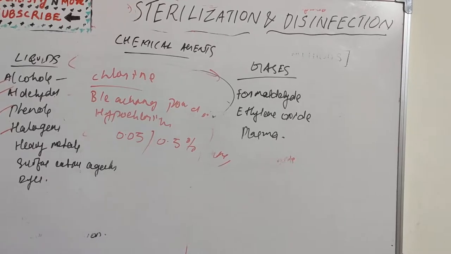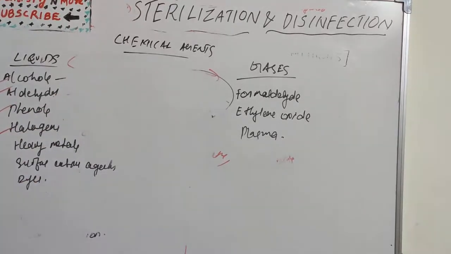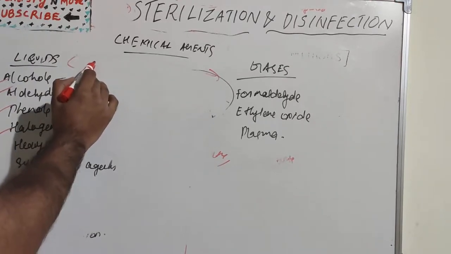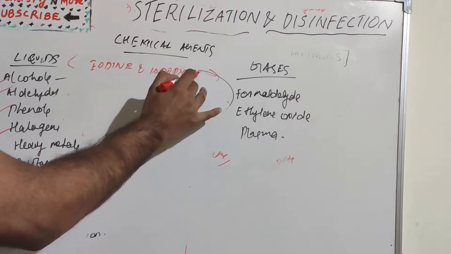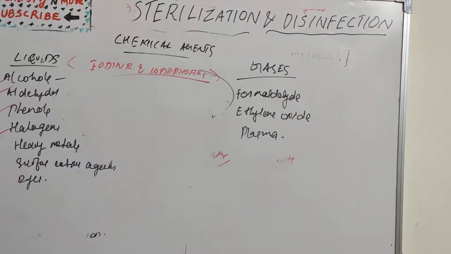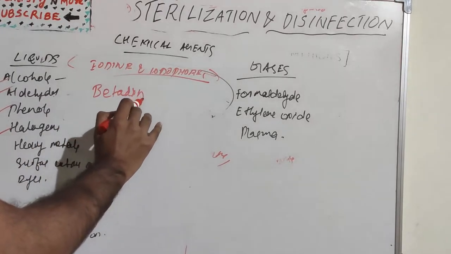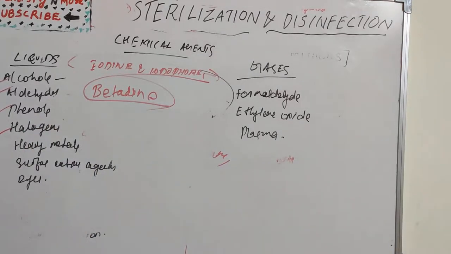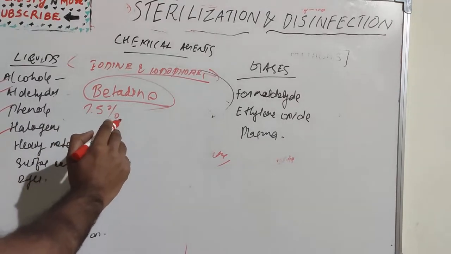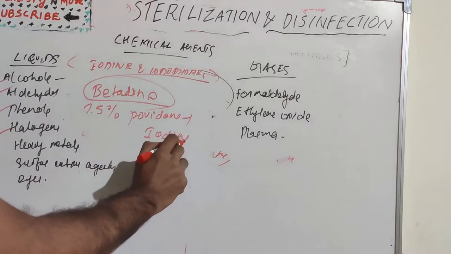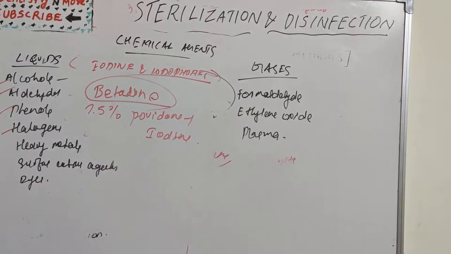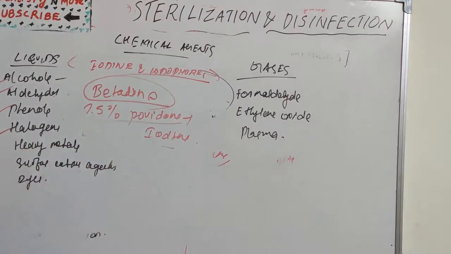Next we have iodophores and iodine. Okay, so they are also halogen family, that is iodine and iodophores. Iodine and iodophores are active against bacteria, spores, virus and fungi, suitable for skin preparation, mouthwash and surgical scrub. Most common one is betadine. Okay, this is used in post surgical disinfection. It is 7.5% povidone iodine. Okay, povidone iodine is known as betadine. So betadine is a very important one, which is 7.5% povidone iodine.